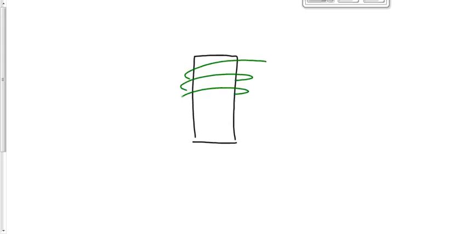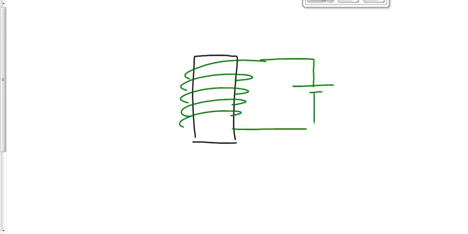Okay, I'm going to give you one to work on yourselves for a moment. Here's my ferromagnetic material. Here are my loops of wire wrapping around to produce a solenoid. And here's my battery. I want you to determine the polarity of this coil now. Which end is north, which end is south?